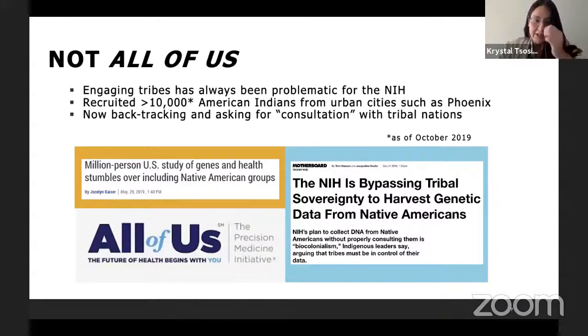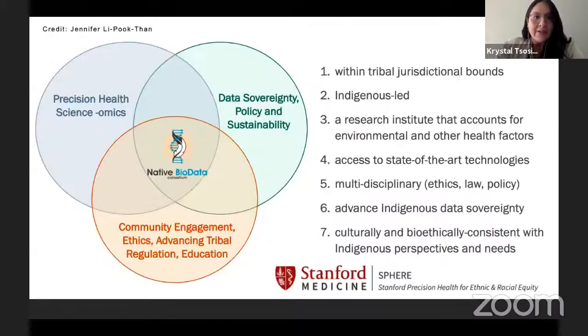If you consider that this project started in 2016 as a precision medicine initiative, they actually started recruiting well over 2 years ago, and only recently have started doing consultations with tribal nations, which really those practices have not been transparent. So in the midst of backtracking and trying to do the due diligence of actual tribal consultation, they're still recruiting American Indians in urban areas.